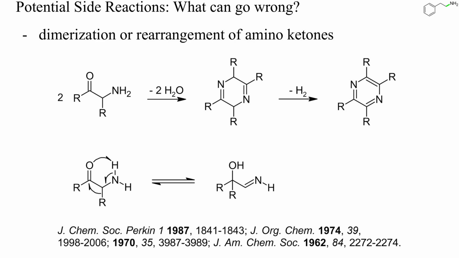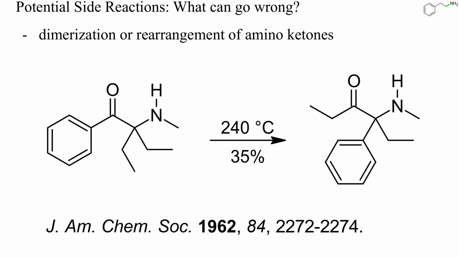Alpha-aminoketones can easily decompose or oligomerize. Cyclocondensation, for instance, yields dihydropyracenes or, after dehydrogenation, pyracenes. Aminoketones can also rearrange by intermediate formation of iminoalcohols. Heating this aminoketone to 240 degrees Celsius, for instance, led to a scrambling of the phenyl and ethyl groups.